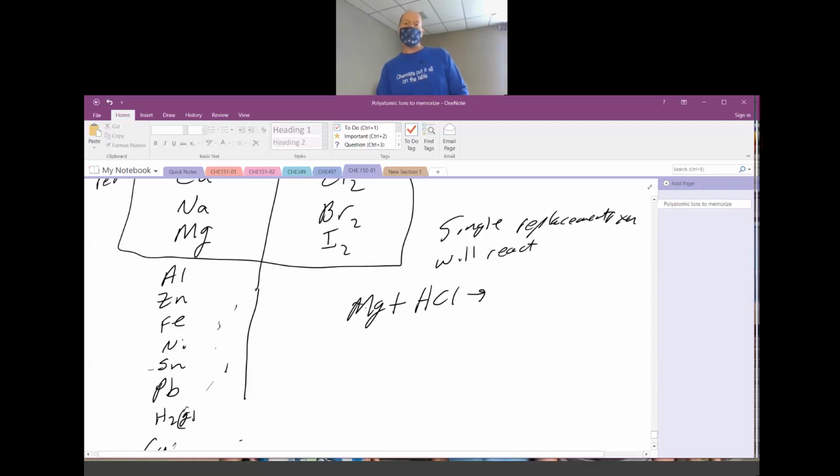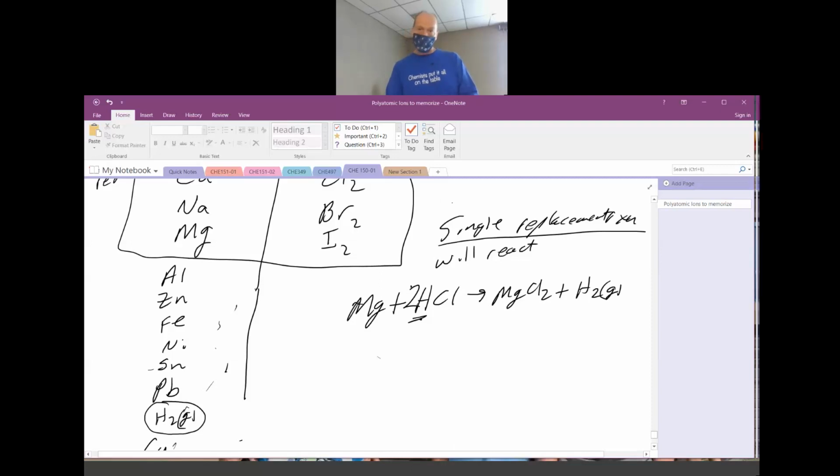What happens is the metal replaces the positive ion. That is hydrogen, which is down here, less reactive. And so you end up with MgCl2 and hydrogen gas. To balance it, you put a 2 in front of your HCl. And this is oxidation reduction. All of your single replacement reactions are also oxidation reduction.